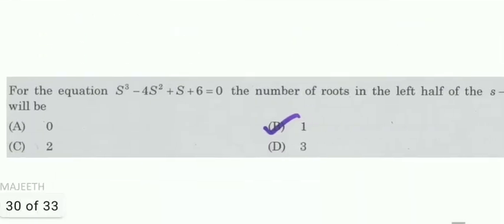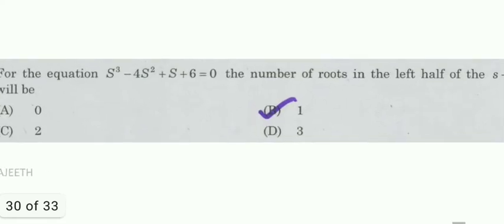Next one: s cube minus 4s squared plus s plus 6 is equal to 0. Then the question asks for the number of roots in the left half of the s plane. So simply we go for the Routh-Hurwitz criterion to find the number of roots. To find the number of roots in the left half of the s plane, we should see sign changes. If there is no change, all the roots are on the left side. If there is a sign change, we have to check.